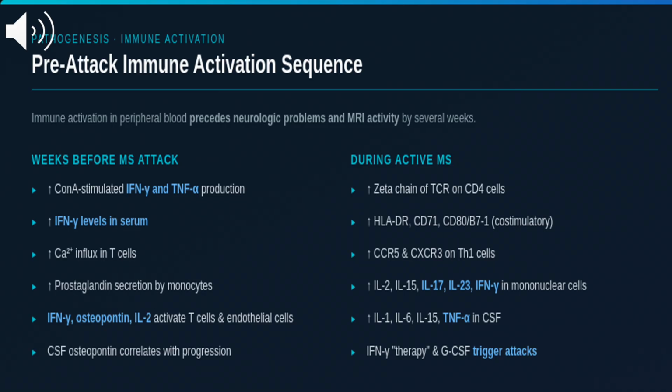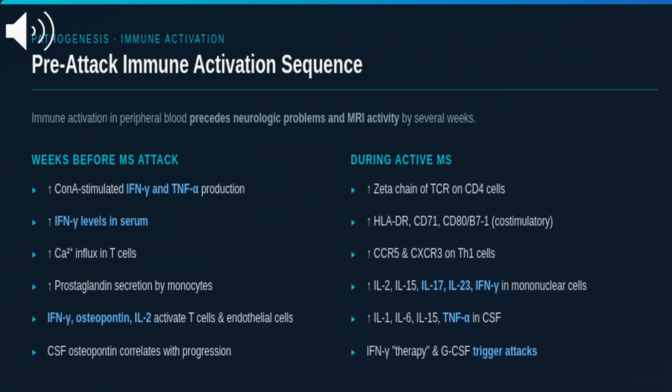During the active attack phase, the immune system is in full amplification mode. The activating zeta chain of the T cell receptor is overexpressed on CD4 cells. Costimulatory molecules on B cells increase. Chemokine receptors CCR5 and CXCR3 on Th1 cells are elevated, and inflammatory cytokines IL-2, IL-15, IL-17, IL-23 and IFN gamma are elevated in mononuclear cells, while IL-1, IL-6, IL-15 and TNF alpha appear in the CSF. Critically, control of inflammation is completely lost during attacks.